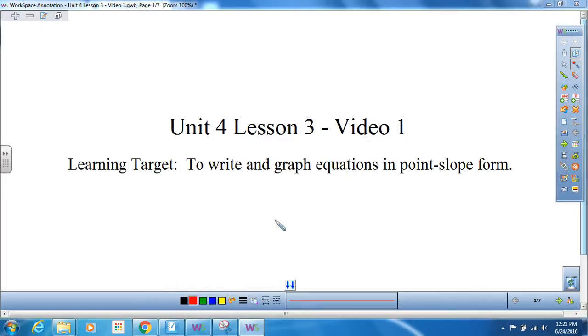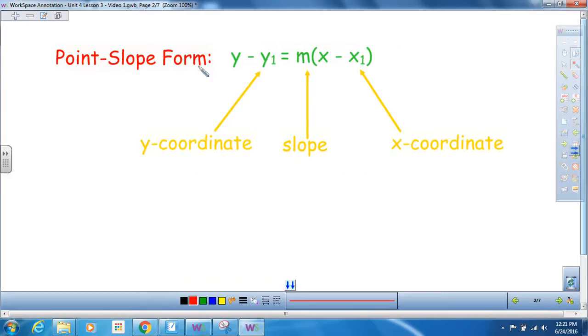This is Unit 4, Lesson 3, Video 1. We're going to now look at equations in point-slope form. So we've done slope-intercept, now we're going to do point-slope form. Okay, so this is the form. You have y minus y1 equals m, parentheses, x minus x1.